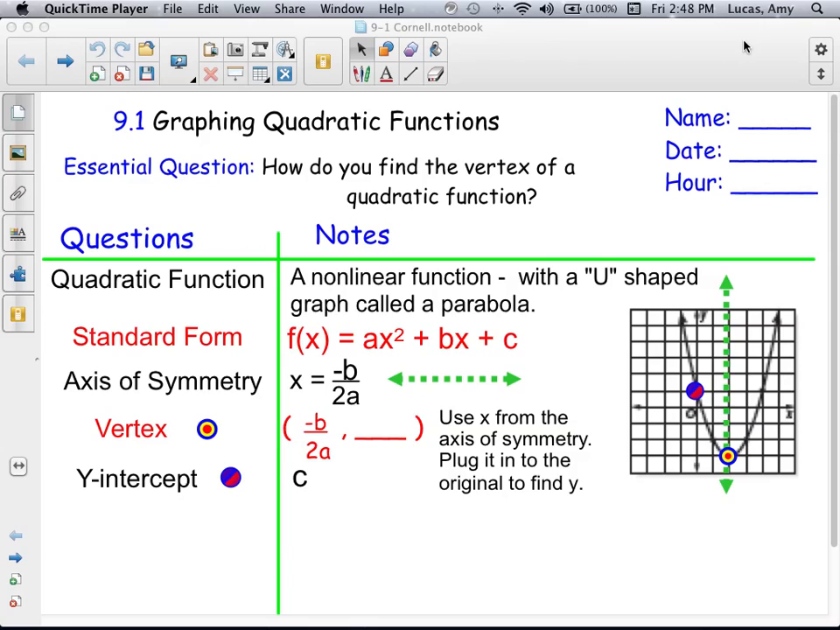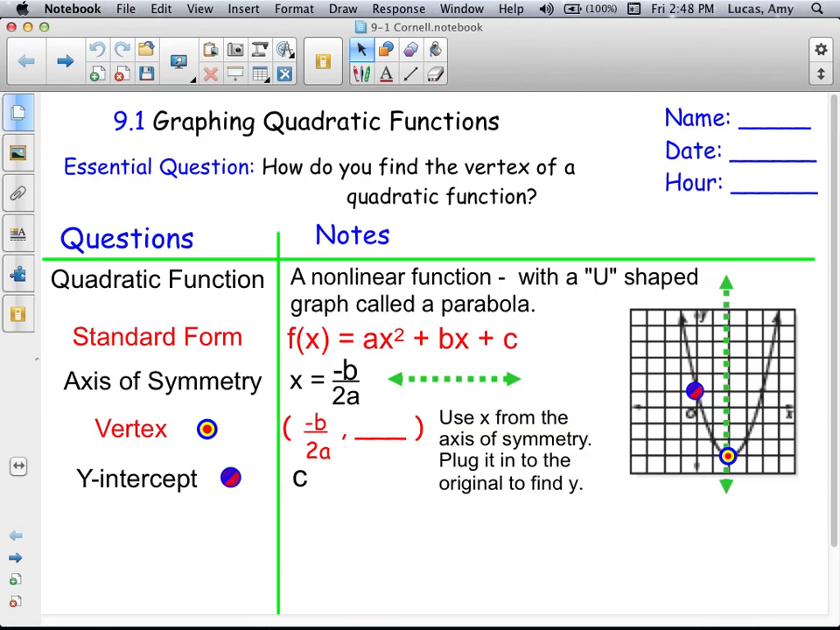So the axis of symmetry is a line. It's a vertical line. That's why its equation always starts with x equals. So you plug in the values of a and b from standard form, and then you simplify it to get the axis of symmetry.